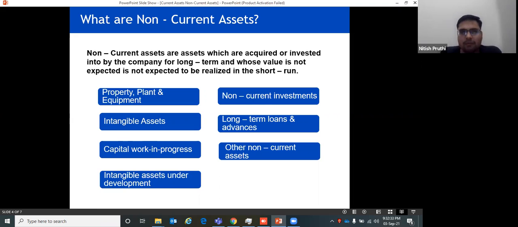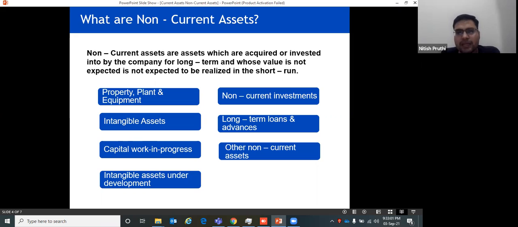So I am again repeating, non-current assets are assets which are acquired or invested into by the company for long term and whose value is not expected to be realized in the short term. So you are not expecting to sell that or realize that in the form of cash in a shorter period of time. So that's the whole concept of non-current asset. It is really simple. Anything which is opposite of current is non-current.